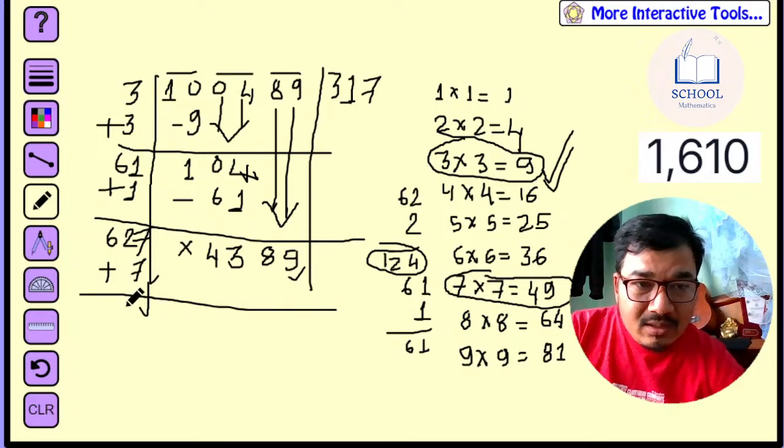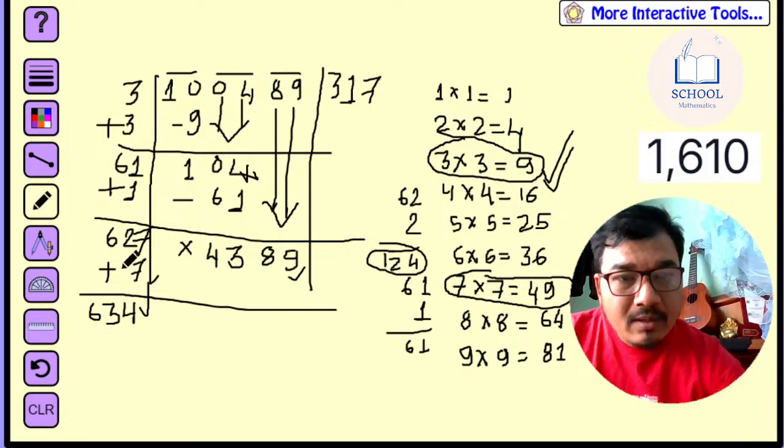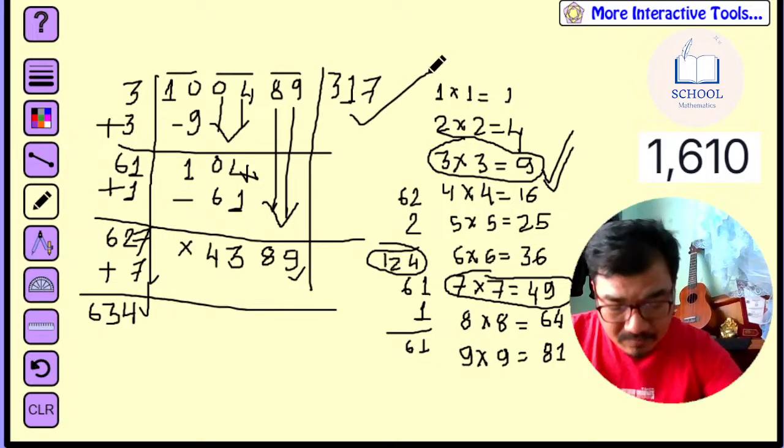Now let's add it. 7 7s are 14, and 1 carry over here, and it will be 3, and right here 6. 7 7s are 14, 1 carry over, and 1 plus 2 is 3. Here is 6. This will be 634, and here begins 317.